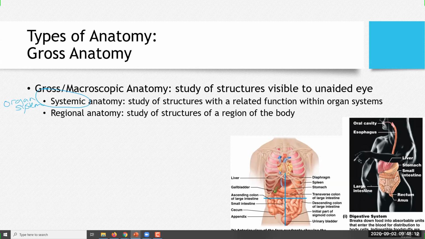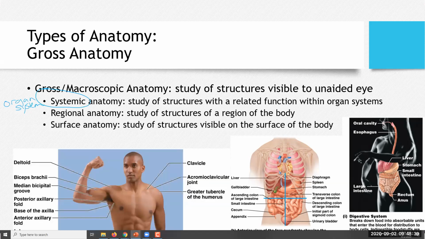So for example, if you were to look at someone's arm, you're not only going to study the skin, but you're also studying the muscles and the bones and the blood vessels and the nerves all going to that arm at the same time. Once again, in our class, we're going to be going through it organ system by organ system, though. Okay.